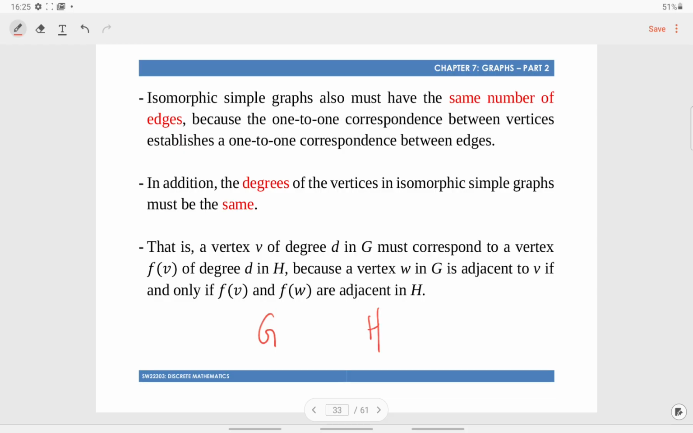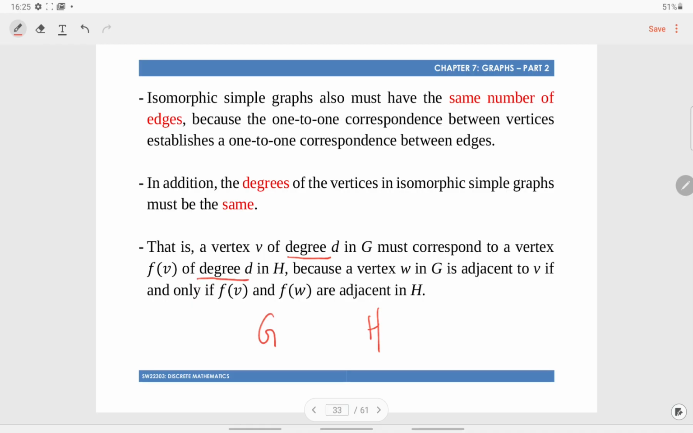In addition, the degrees of the vertices in isomorphic simple graphs also must be the same. So the degree is also considered a graph invariant. That is, a vertex V of degree D in G must correspond to a vertex f(V) with the same degree D in H.